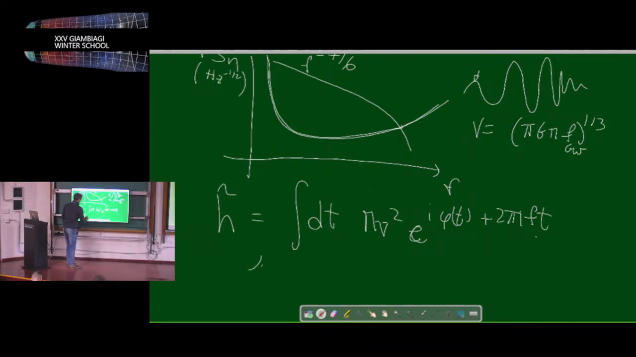So what happens is that there is a dependence like v squared, so higher frequency has a higher amplitude, but then there is a dependence on how many cycles the waveform spends in that frequency. And that is proportional to the square root of f dot. This is one of the exercises.